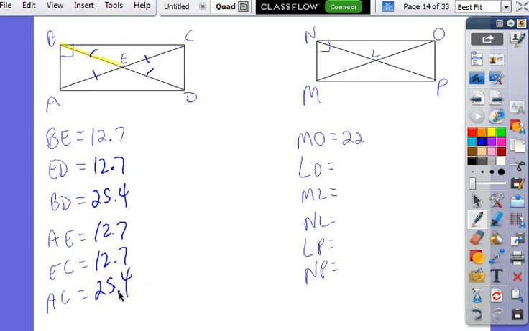That's it. In the second one here, it gives me the whole diagonal. So that's 22. Then that means each one of these pieces inside, which are still cut in half, is 11. If the whole thing's 22, each one of the individual pieces inside there has to be 11. And then EN is another diagonal, so it would have to match the MO diagonal that they gave us.